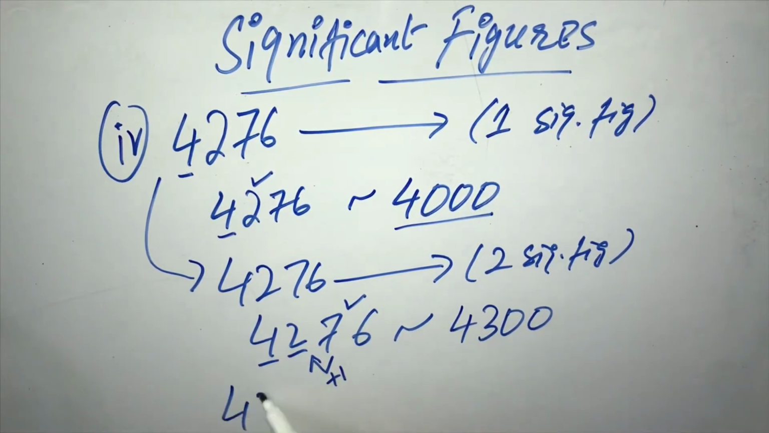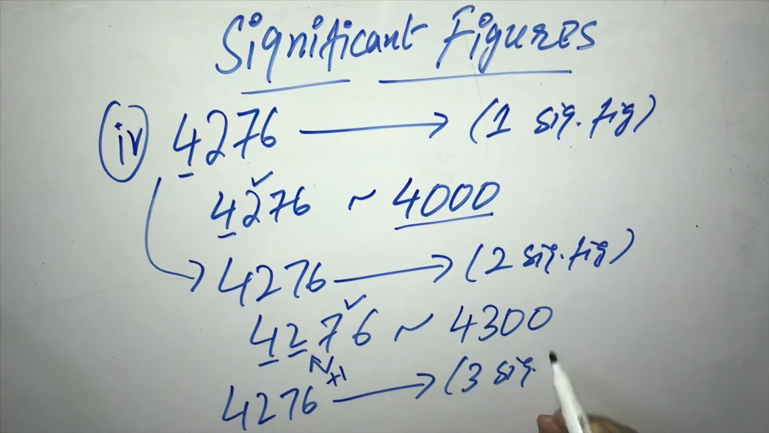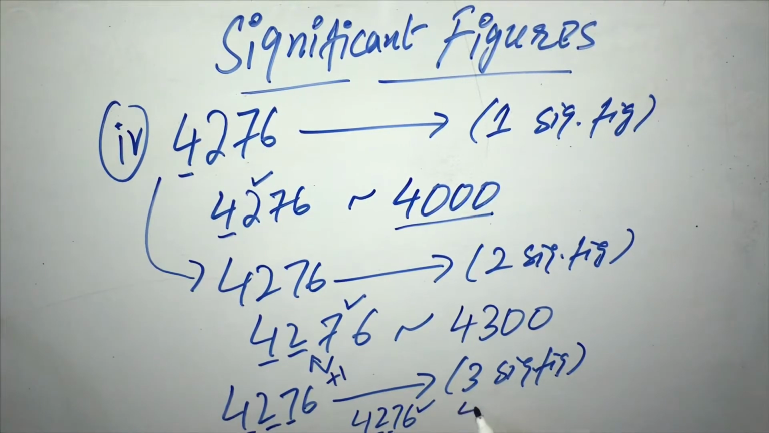If the same number is to be given correct to three significant figures, what will the answer be? 1, 2, 3 significant figures, and our answer will be 4280. As this 6, the fourth number, is more than 5, it will give 1 to the previous number, and our answer will be 428 and it will itself become 0.